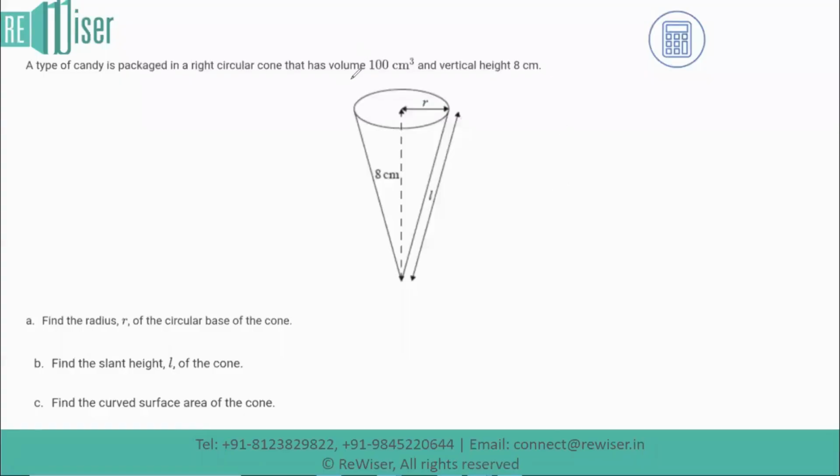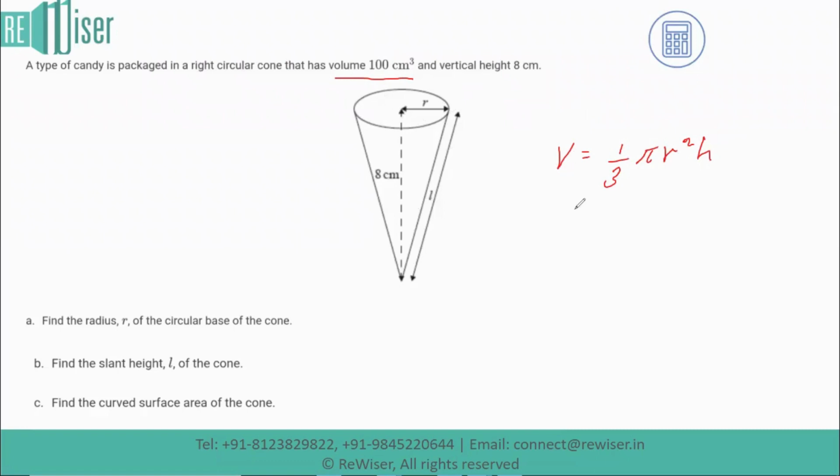In this question, the volume of a cone is given as 100 cm³, and the vertical height is given, and the slant height is L, and the radius is R. The formula for the volume of a cone is 1/3 π r² h, where h is the vertical height.